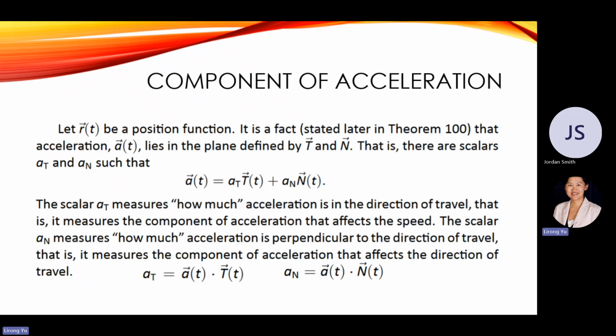If a_T is positive, of course, speed is getting faster and faster. If a_N is positive, that means the direction is changing. And that also means if a_N equals 0, we're going in the same direction. And if a_T equals 0, that means we're changing direction without changing the speed. So it will give us some idea of how the motion is being affected.